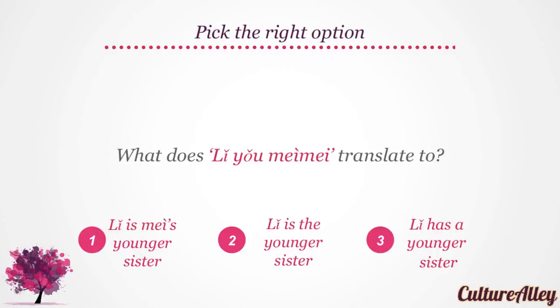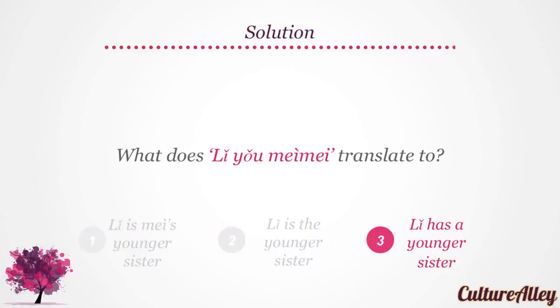Here's another one. What does 里有妹妹 translate to in English? Does it mean that Li is May's younger sister? Or is it that Li is the younger sister? Or does it simply mean that Li has a younger sister? In English, 里有妹妹 translates to Li has a younger sister. Hope you got that one right.